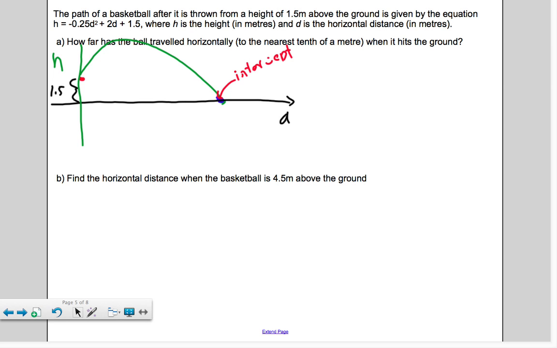Basically, we want to find the value when h is, what? What's the value of h right here? 0. We've done that several times this unit, right? Solving for something is 0, solving this equation. So basically, what we want to solve for is 0 equals negative 0.25 d squared plus 2d plus 1.5. We want to find out when h is 0. That's what this spot here means, when the ball hits the ground. When h is 0, what's the value of d?